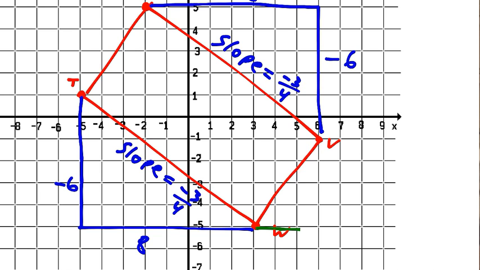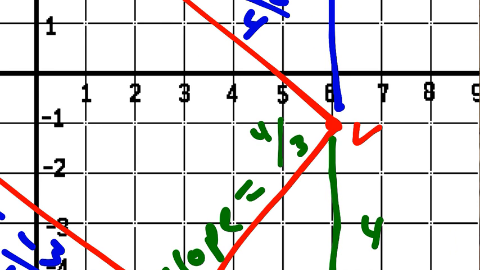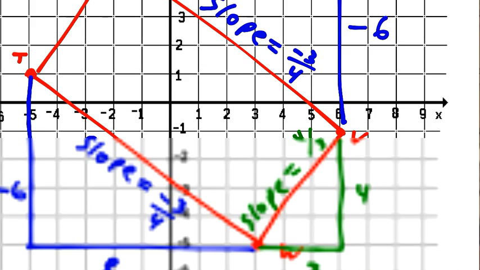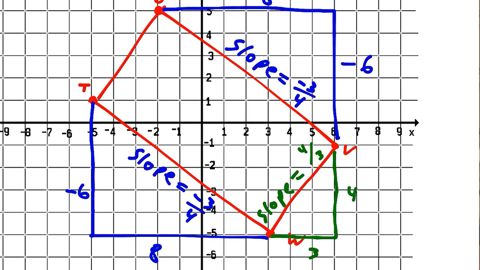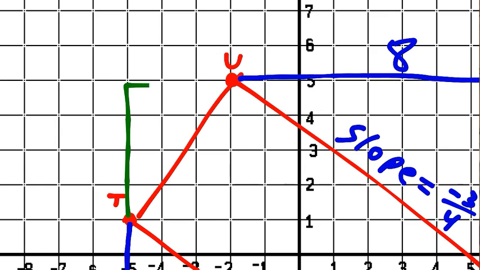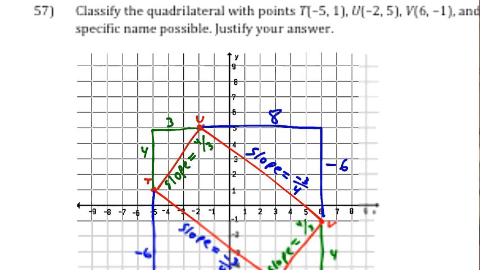Let's check this one. Over 1, 2, 3, up 1, 2, 3, 4. So we went up 4 and over 3. So the slope here equals rise over run, 4 over 3. So that slope is equal to 4 over 3. Likewise, let's calculate this slope up here. Up 1, 2, 3, 4, over 1, 2, 3. So that's also 4 over 3. Rise over the run. Remember, this is the rise, what we went up. So the slope here equals 4 over 3.